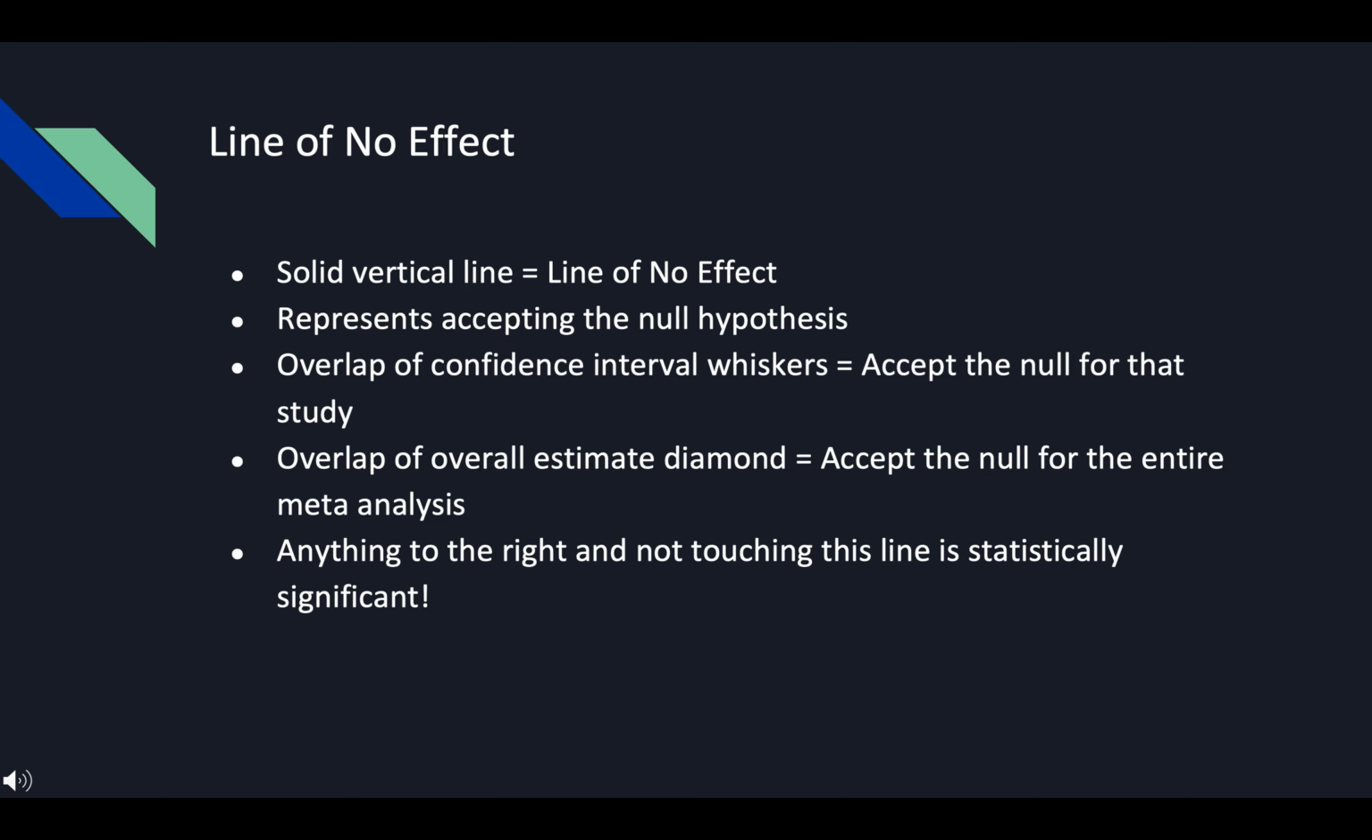Pictured here is the vertical line known as the line of null effect. This line is placed at the value where there is no association between an exposure and outcome, or no difference between two interventions. Relative statistics have a null effect value of 1. For absolute statistics, like absolute risk, the null difference value is 0. Hence why the value at the line of no effect is relevant to the type of statistic being used.